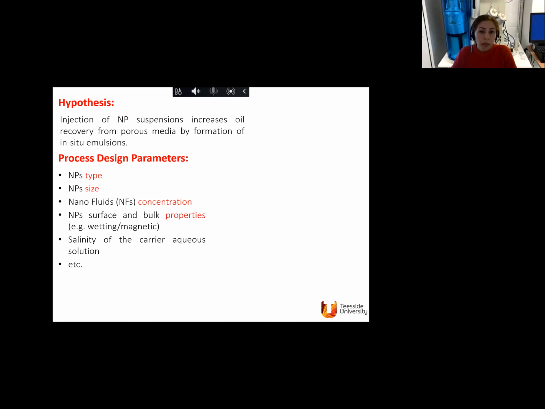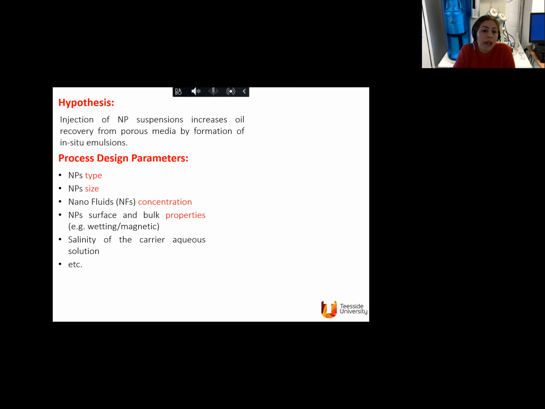So the hypothesis was that we wanted to see if nanoparticles, non-reactive ones, are going to be helpful in terms of overcoming capillary trapping. But when you're talking about nanotechnology and nanoparticles, especially, you have a wide range of parameters to think about when designing an experiment.